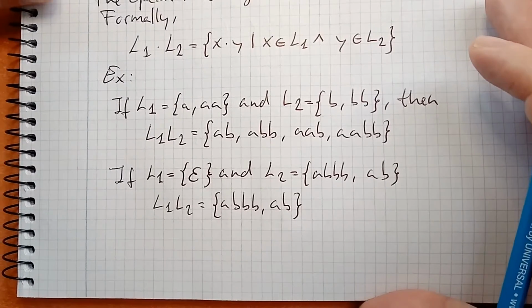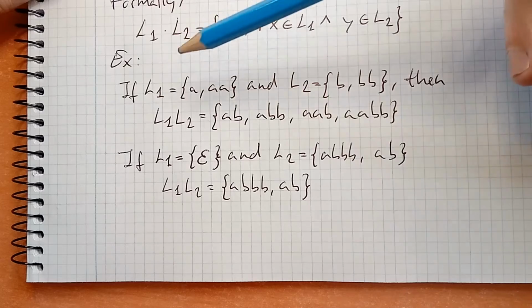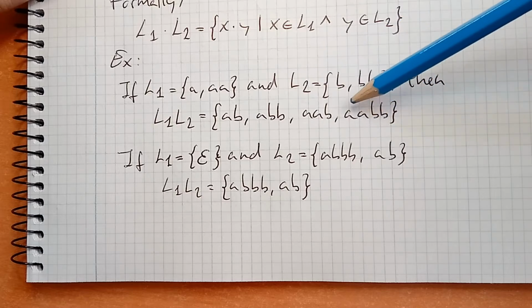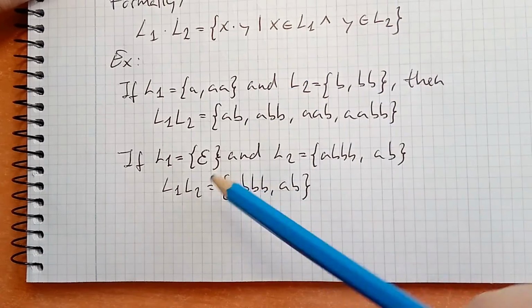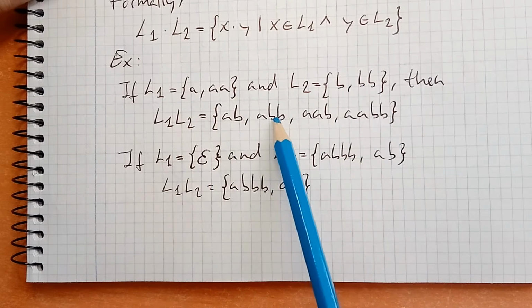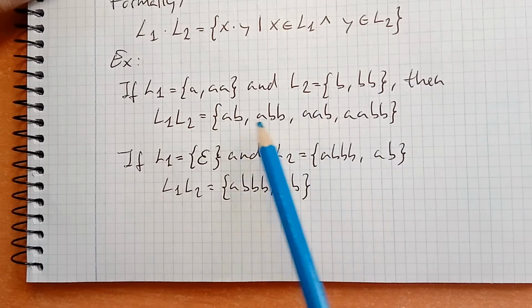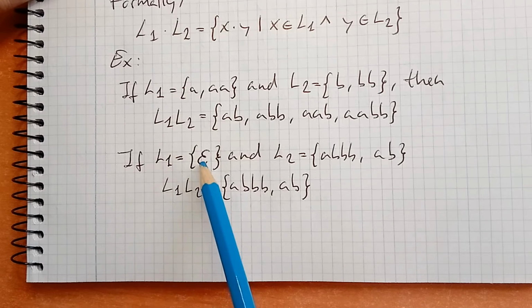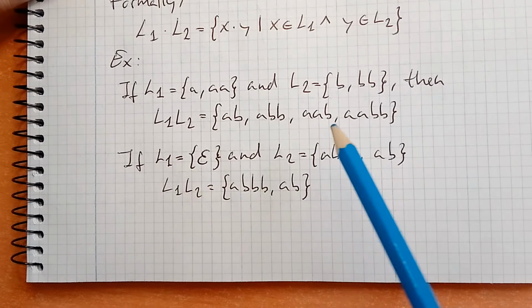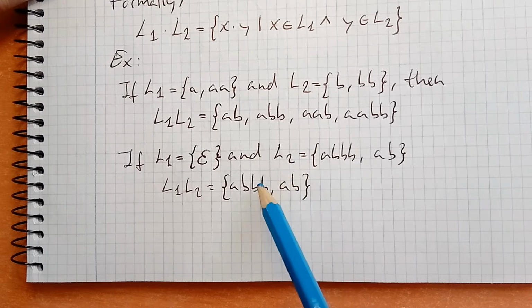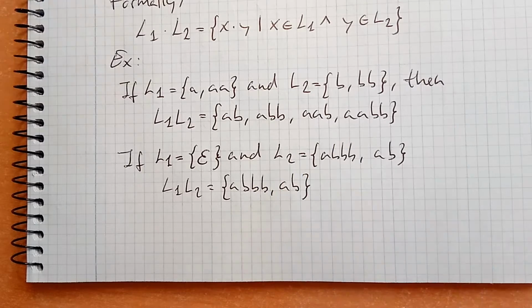For example, if L1 has these two words and L2 has these two words, then the concatenation is AB, AB, BA, AA, BA, AA, BB. Okay? If the first language has the empty word, then the concatenation of the two languages is equal to the second language. Let's go ahead.